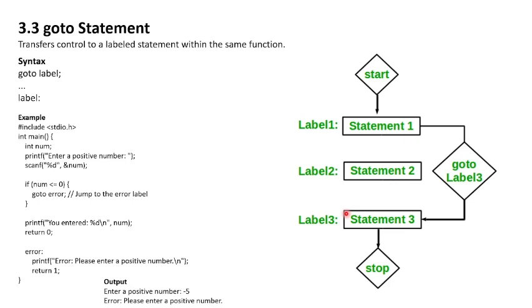Sorry, not the last, the second last thing for today's session, which is the goto statement. Actually the goto statement is not used much in the current scenario, but for learning purposes we have to learn it. Okay, now what does the goto statement do? It transfers control to a labeled statement within the same function. Okay, so within the same function.